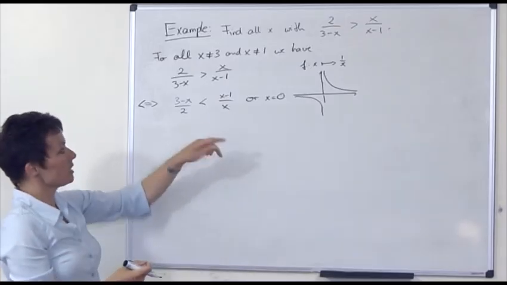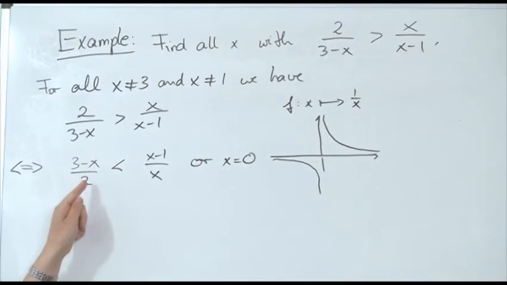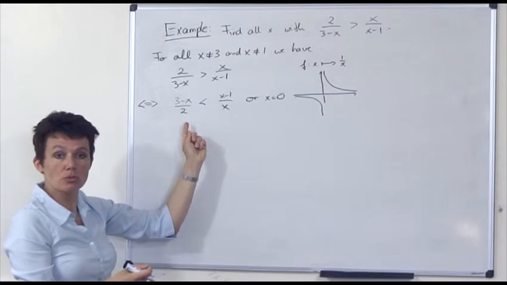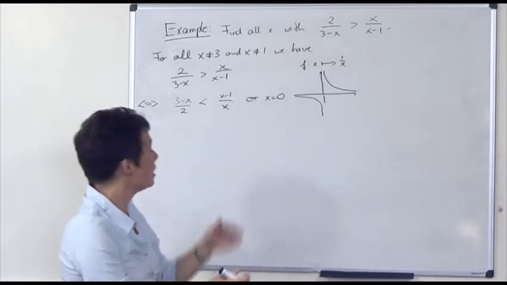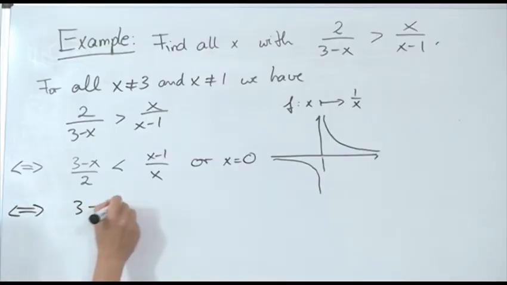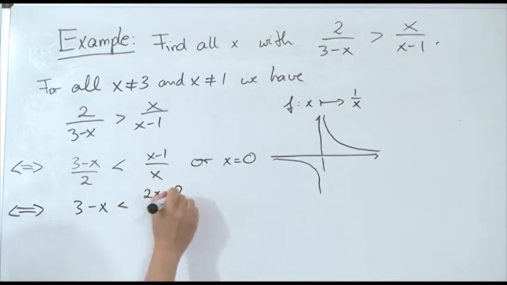Now, what's the next step? Well, the next step would be to get rid of this denominator, which I can do by multiplying both sides by 2. And multiplying by 2 is an increasing function. There's no problem. This would end up here on the right with 2x minus 2 over x, right?